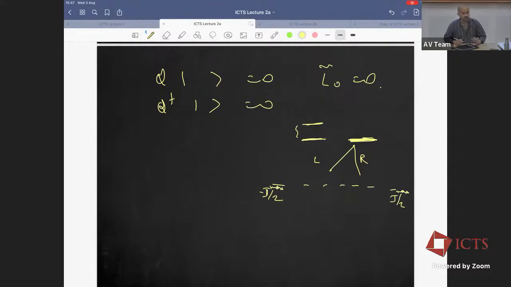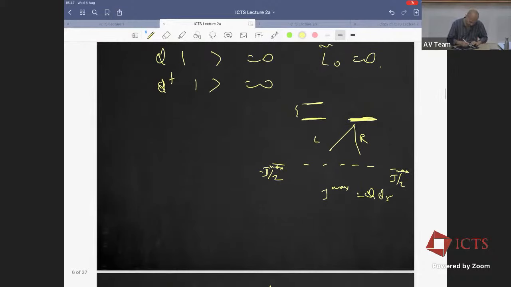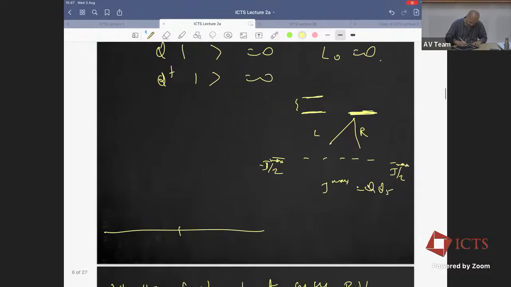Okay, suppose they go from minus J max over 2 to J max over 2. So J max is roughly Q1, Q5. Okay, these are the degeneracy of states. What you'll find is that the statistics of states looks like this.